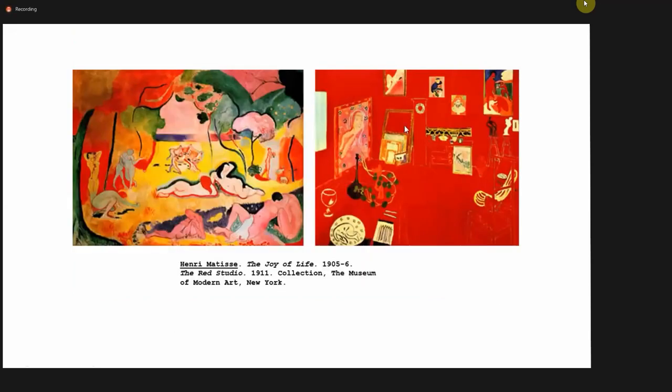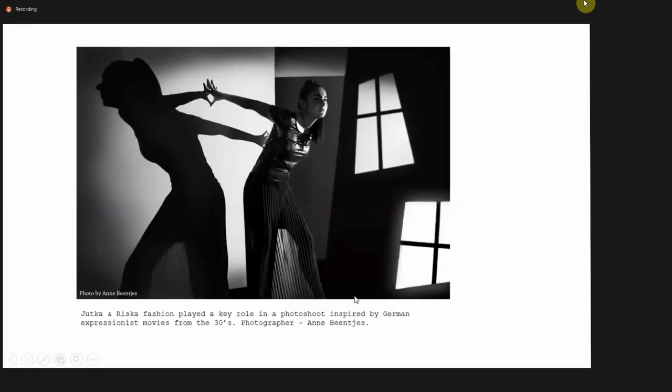This is also another type of expressionism. The Red Studio, and it may have meanings on this composition he has made. The Joy of Life, this painting. And also this expressionist idea came to fashion photography, movies, likewise a lot of other mediums as well.